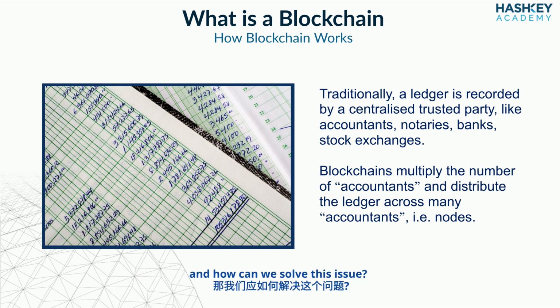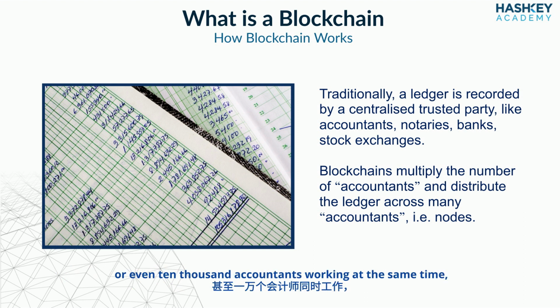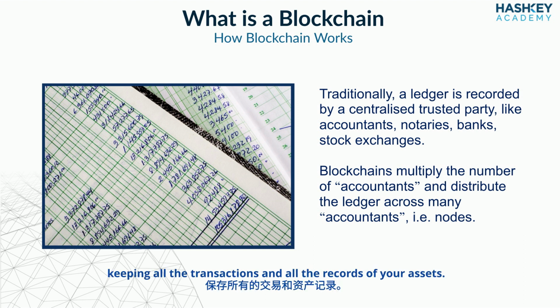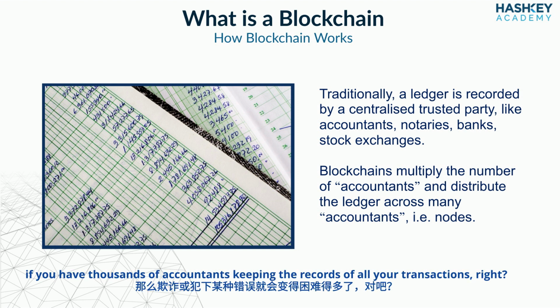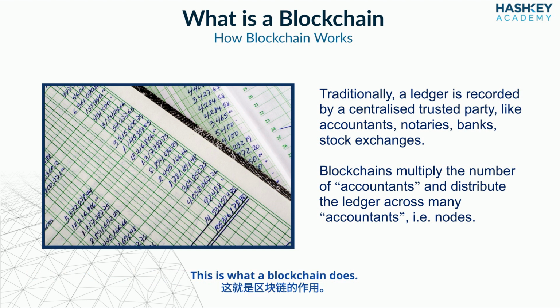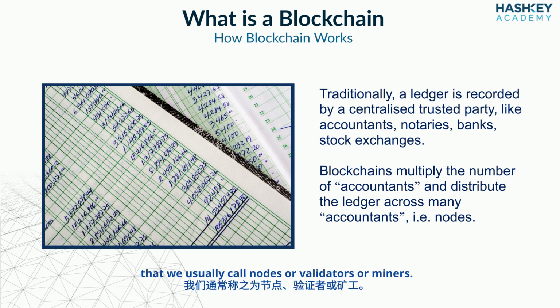And how can we solve this issue? Well, imagine for a second that instead of one accountant, you have 1,000 accountants or even 10,000 accountants working at the same time, keeping all the transactions and all the records of your assets. It will be much harder to commit some kind of fraud or have some kind of mistake if you have thousands of accountants keeping the records of all your transactions, right? This is what a blockchain does. Blockchains multiply the number of accountants and distribute the ledger across many of these accountants that we usually call nodes or validators or miners.